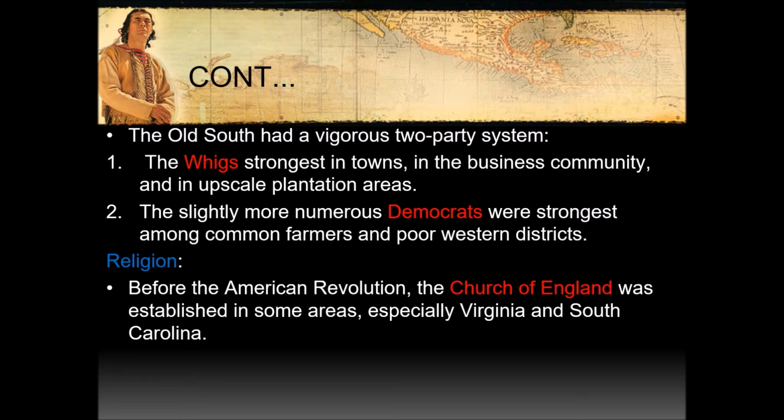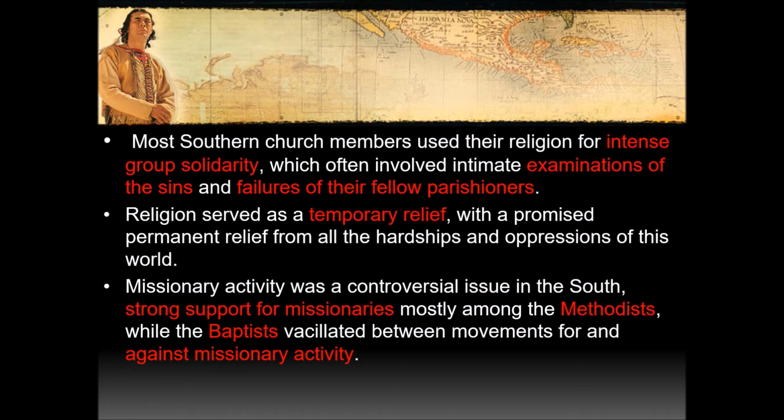Next, the religion in the South. Before the American Revolution, the Church of England was established in some areas, especially in Virginia and South Carolina. Most southern church members used their religion for intense group solidarity, which often involved intimate examinations of the sins and failures of their fellow parishioners, with more focus on the afterlife.